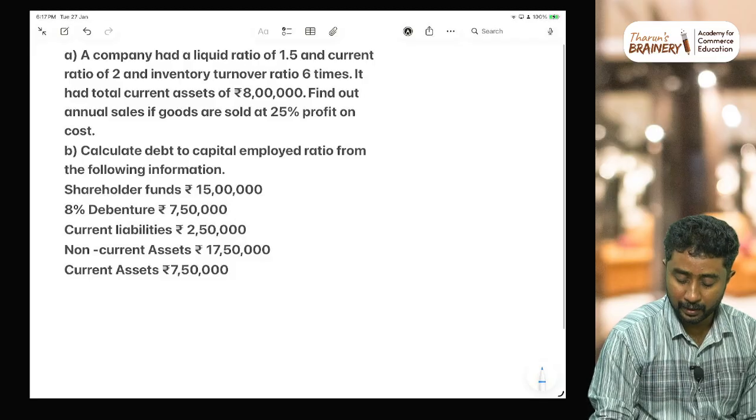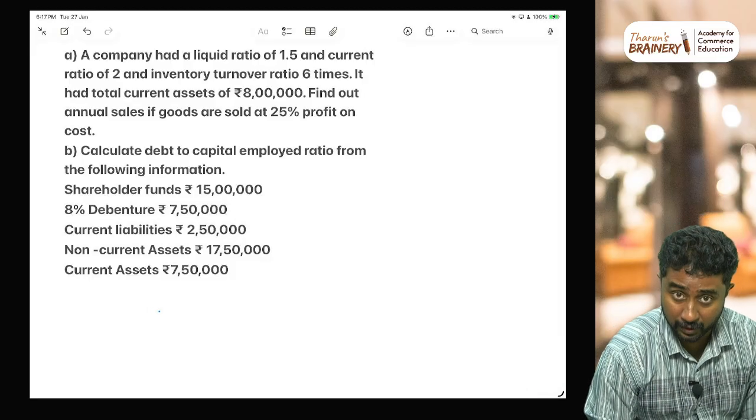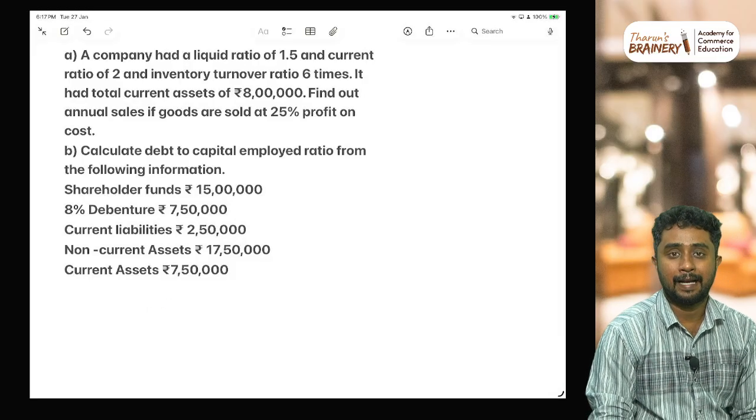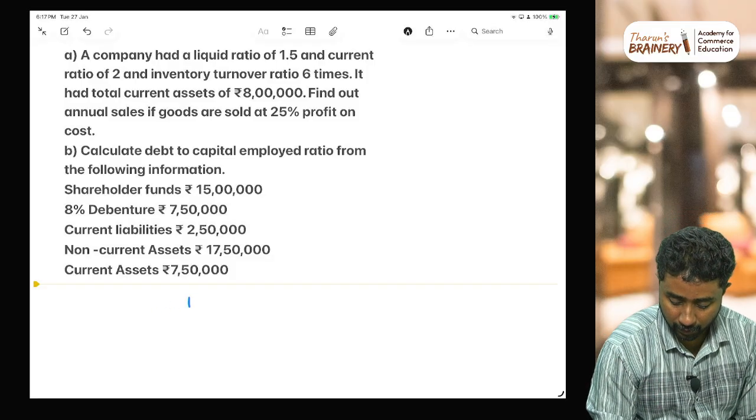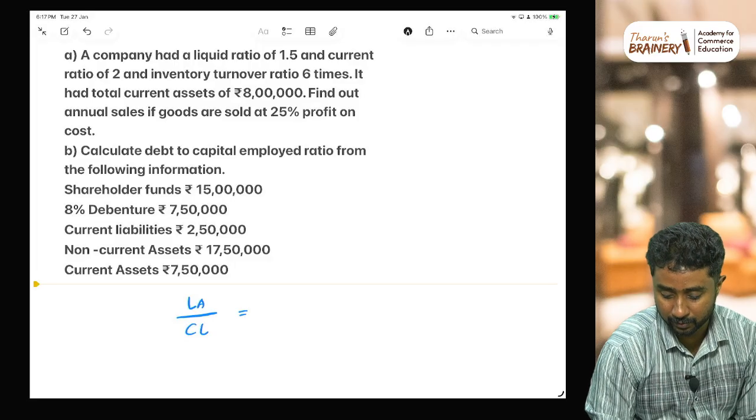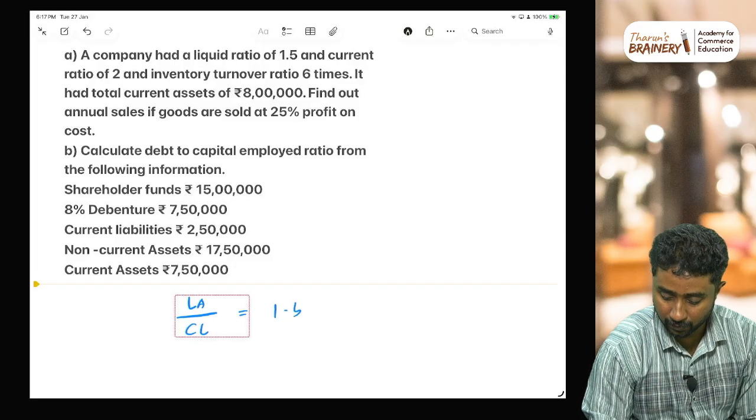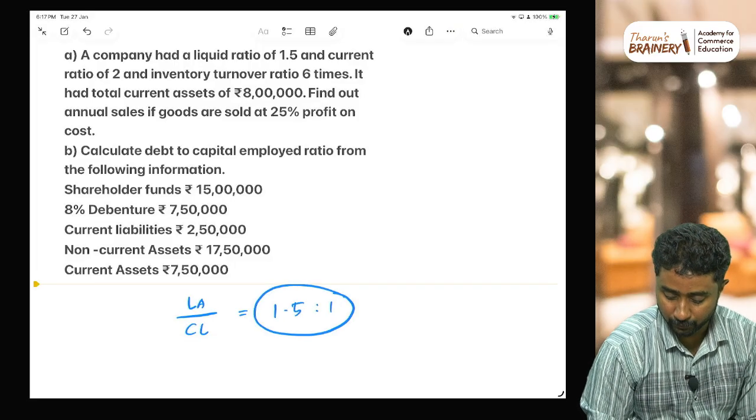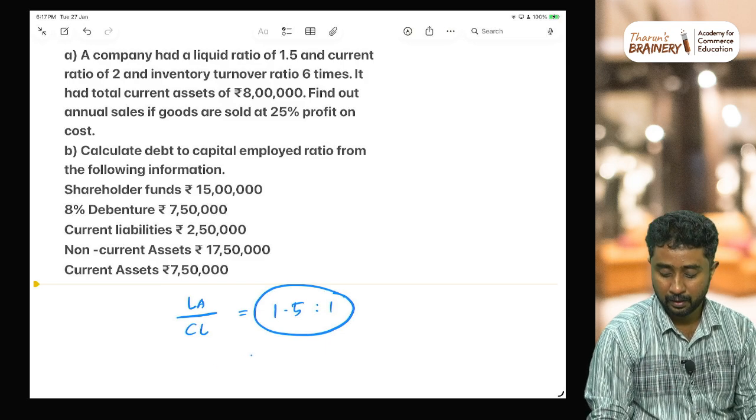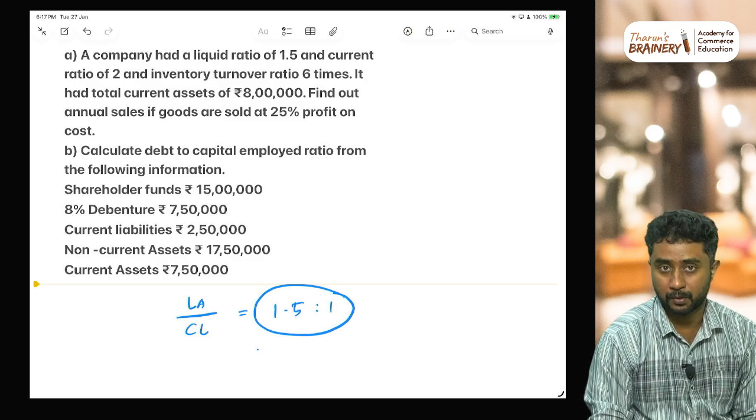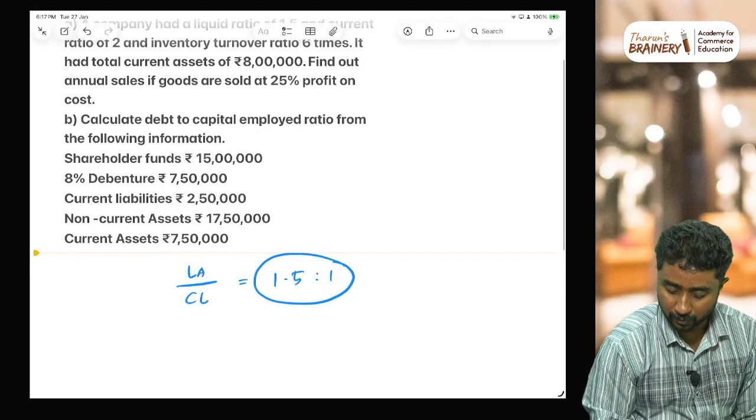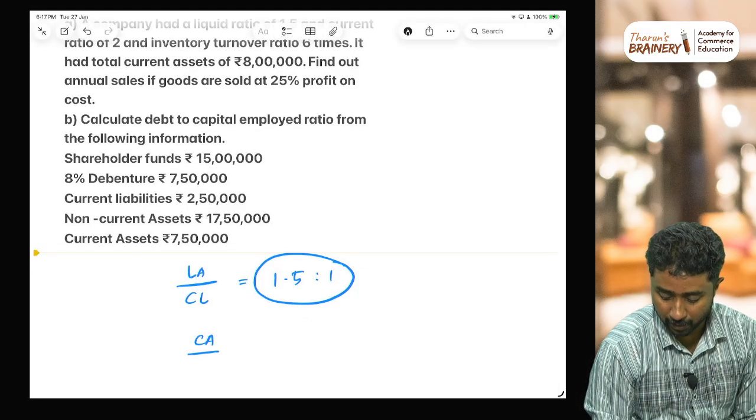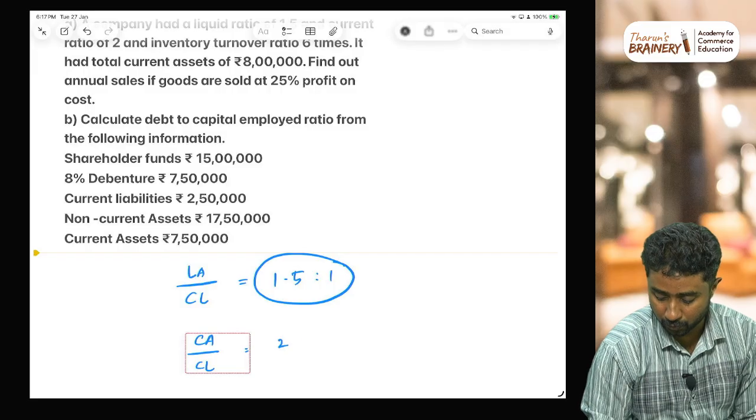So a company had a liquid ratio of 1.5. Liquid ratio means acid test ratio, quick ratio, whatever you call it, same thing only. Liquid assets or quick assets divided by current liabilities, this is the formula, and the answer is already given, 1.5 is to 1. That means current liability is 1, liquid asset is 1.5 times 1. Current ratio is also 2. So current asset by current liability, they are saying 2 means 2 is to 1.